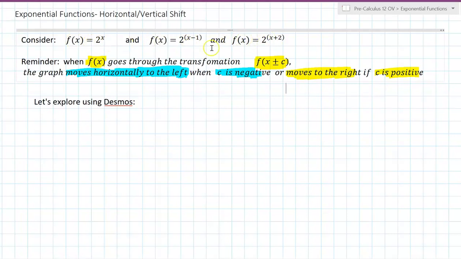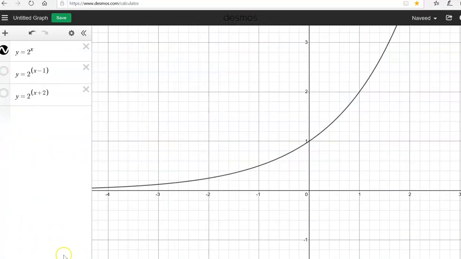So let's compare and look at what is happening when we graph these. We're going to use Desmos so that we are efficient in terms of the analysis of the graph. We don't want to go through the table of values. It just takes too long. So here is the function y equals 2 to the x. This is the parent function. The equation of the horizontal asymptote is the x-axis, or y equals 0. We have a y-intercept at 1, and very straightforward.